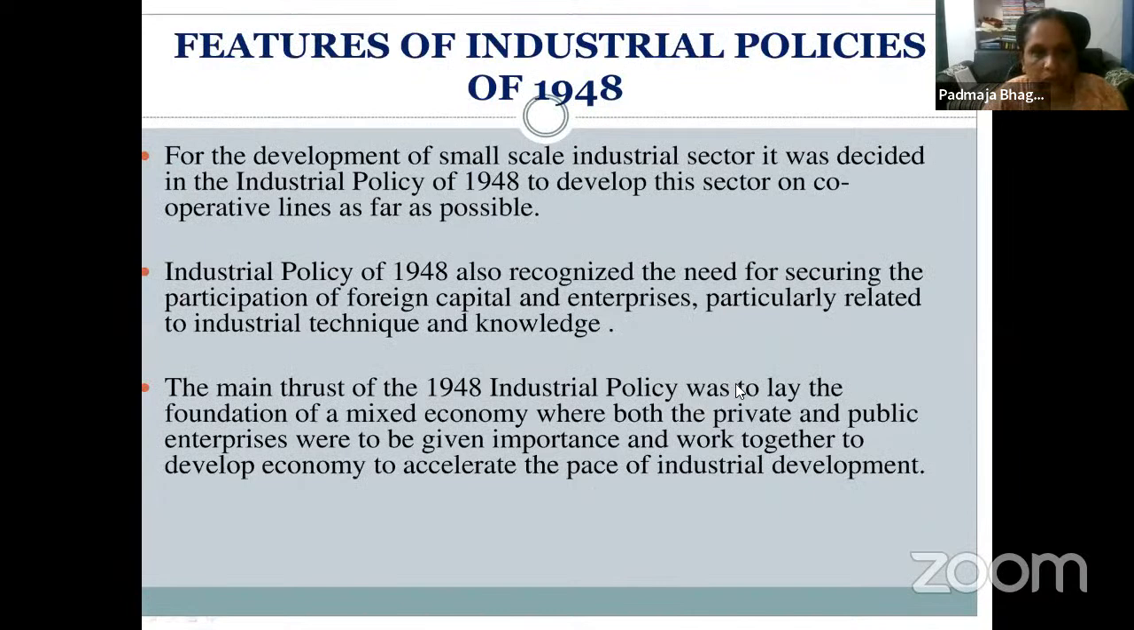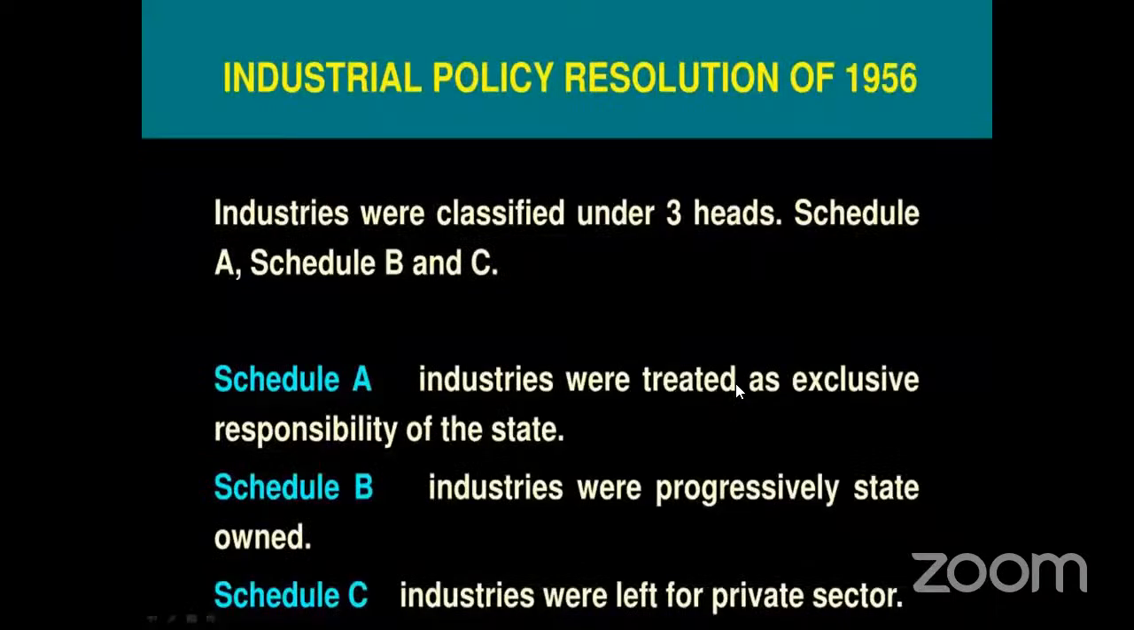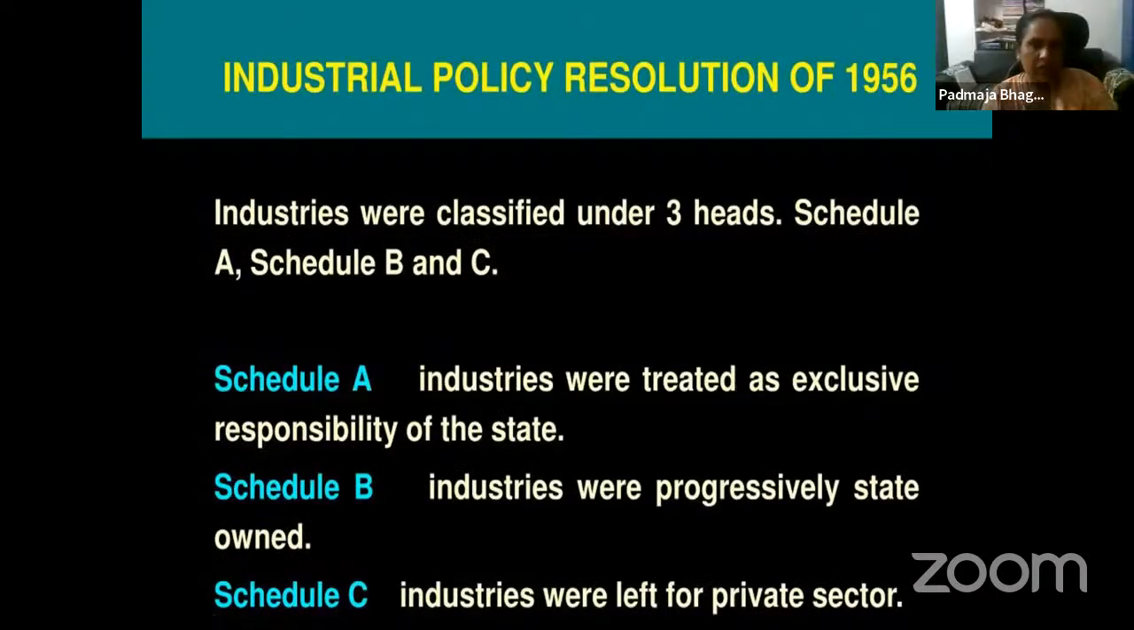So, in the Industrial Policy Resolution, this is the exclusive responsibility of the state, under 3 schedules A, B, C. It is completely the state's. Next, the industries that were progressively state owned. And these were left to the private sector. Understood?